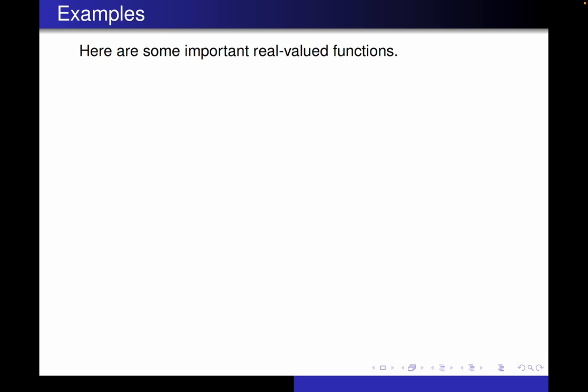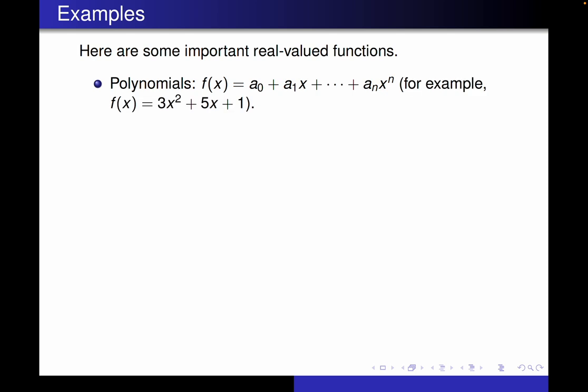So here are some important real valued functions. Again, these are probably functions that you have run into at various points in your mathematical lives. Polynomials are some of the most fundamental functions that we've been looking at. And those are functions of the following form: a0 plus a1 times x plus a2 times x squared, etc., all the way up to some an times x to the n, where all the ai's are constants. An example of that is f of x equals 3x squared plus 5x plus 1.